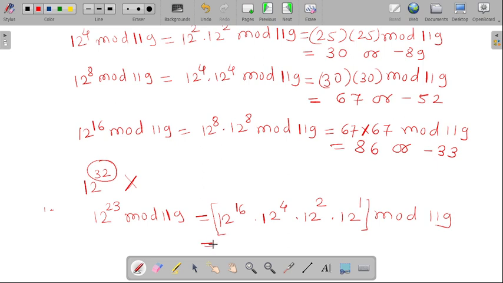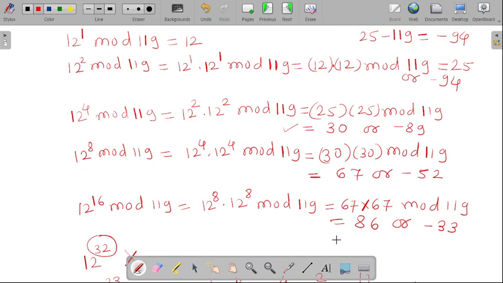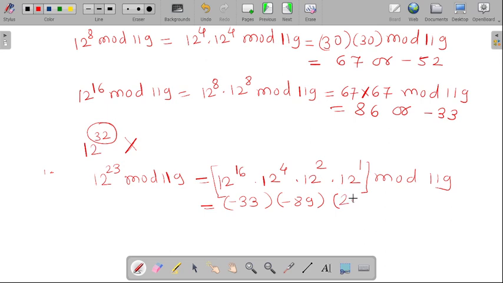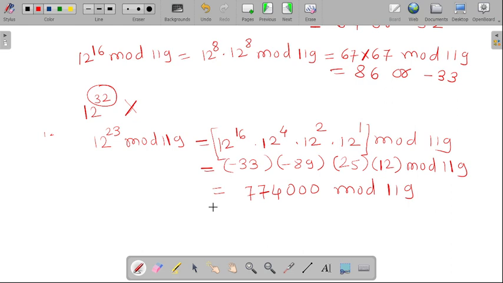And now we have to put the values. So for 12 raised to 16, our answer is minus 33. For 12 raised to power 4, our answer is 30, or either we can write minus 89. Then for 12 raised to power 2, our answer is 25, or either we can write minus 94. So now we are considering here 25 and 12 raised to 1, which is nothing but 12, mod of 119. After calculation, we will get the value like 774000 mod of 119. And for this, we can write our answer as 24.